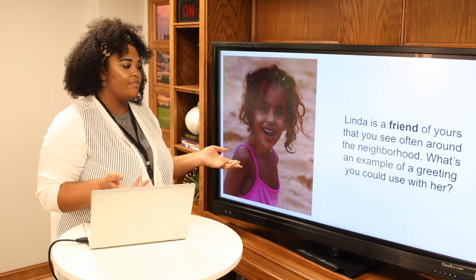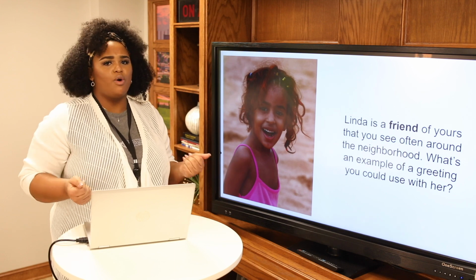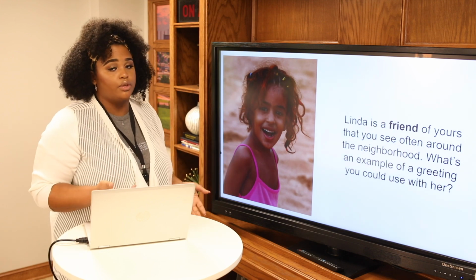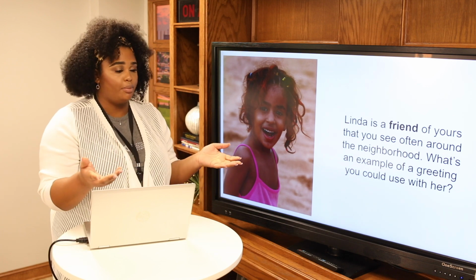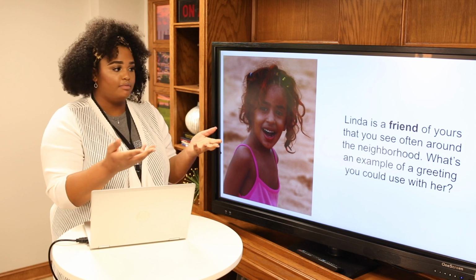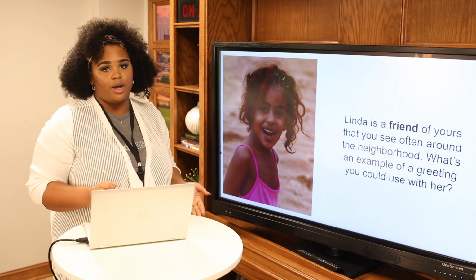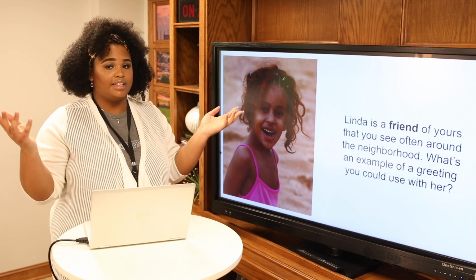Linda here is a friend of yours that you see so often around the neighborhood. So if you see her so often, how would you greet her? And you have many options of how you could actually greet her here. So if you thought of hola, perfect, ¿qué tal? Perfect, ¿qué pasa? Perfect. And Linda would respond to you with her appropriate greeting. Hola, ¿qué pasa? ¿Qué tal?